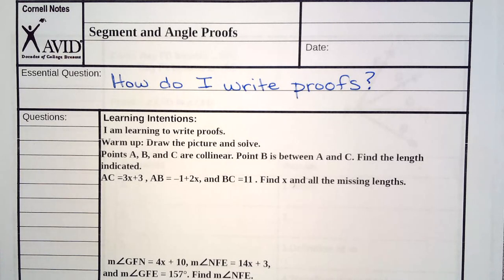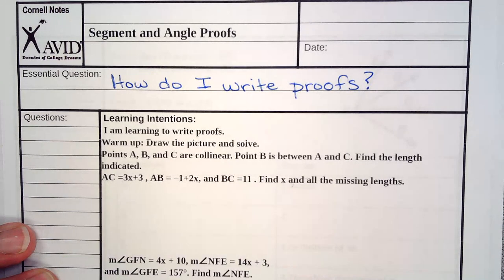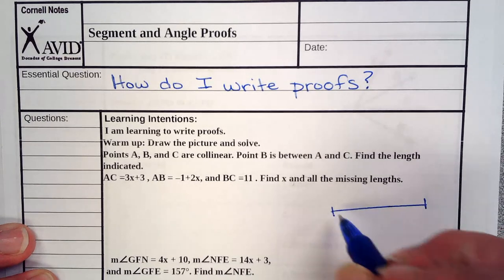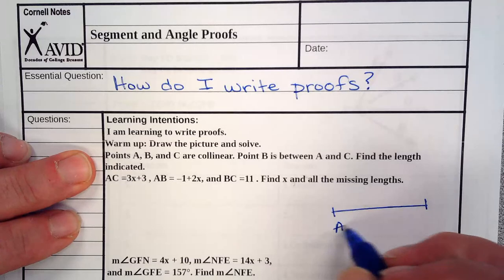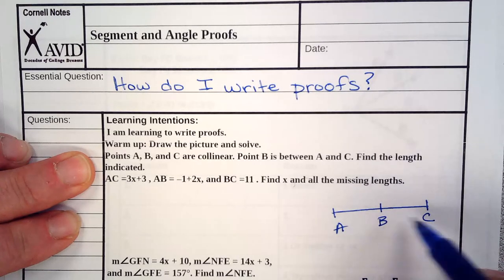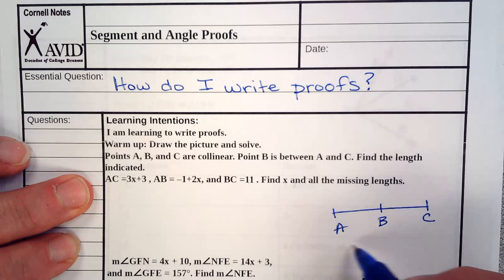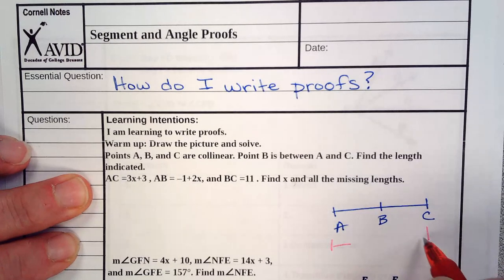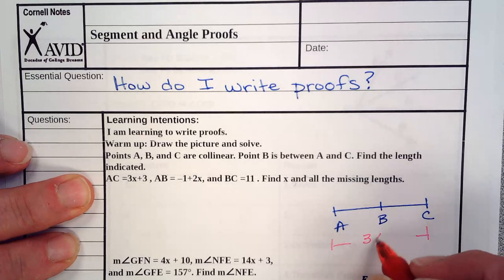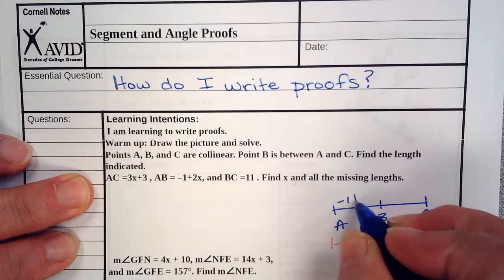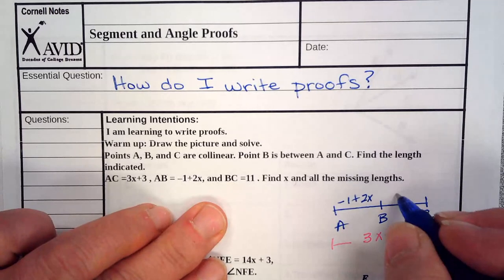Well, I hope you tried. So if you're looking at the first one, you've got a line segment, and it says you've got A, B, and C, which are collinear, but B is between A and C. We know that the whole thing is 3x plus 3. We know that AB is negative 1 plus 2x, and BC is 11.